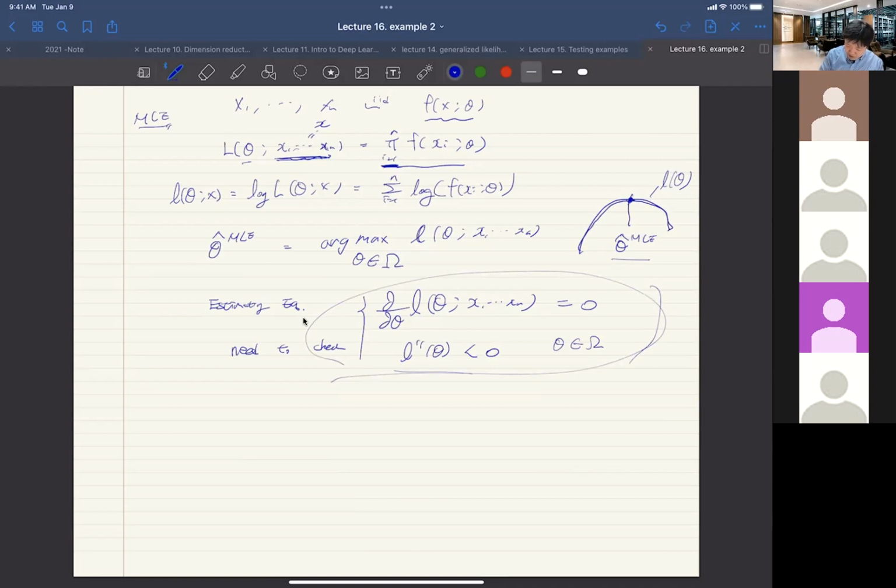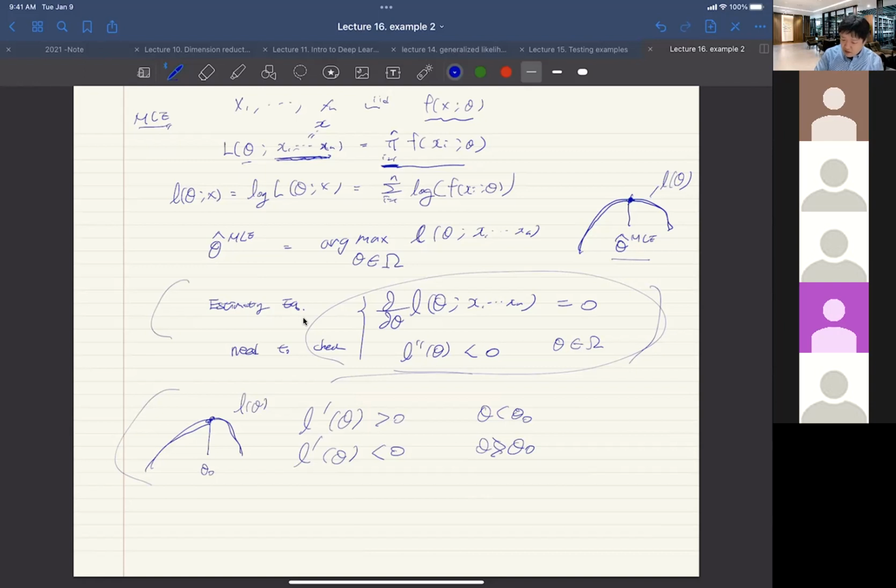So this is L of theta. Let me say this is theta 0, and you can say that this is a maximum if L prime of theta is positive, zero, then negative. It is increasing when theta is less than theta 0, and decreasing when theta is greater than theta 0. So you can find the maximum in this way. This is another technique to find the maximum.